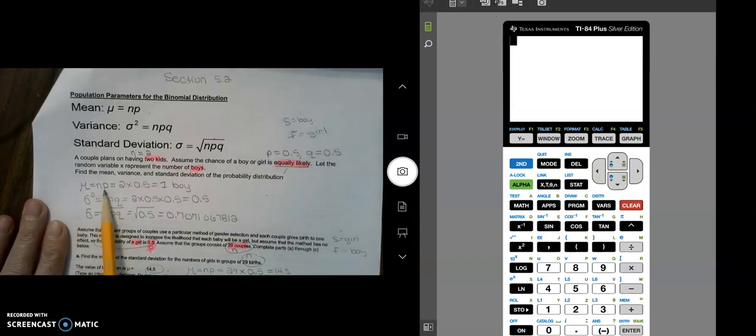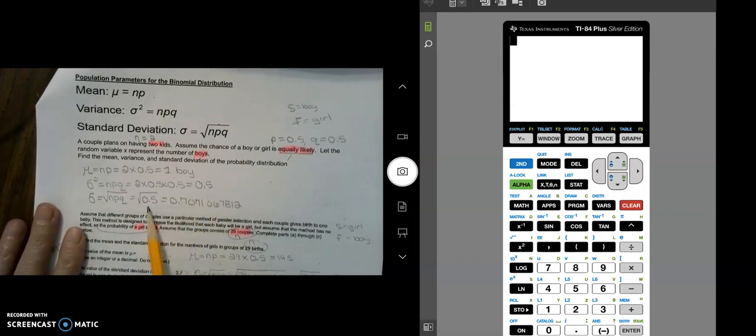So to find the mean, I'm going to take n times p, so 2 times 0.5, and I get 1. To find the variance, I'm going to take n times p times q, so 2 times 0.5 times 0.5, which gives me 0.5. And then to find the standard deviation, I want to take the square root of that value.